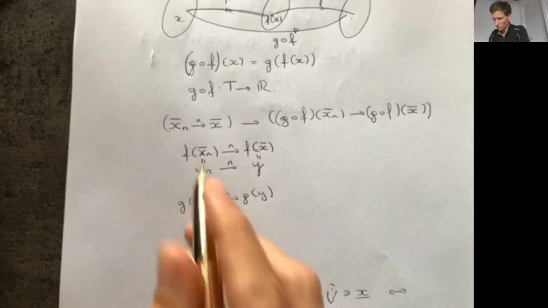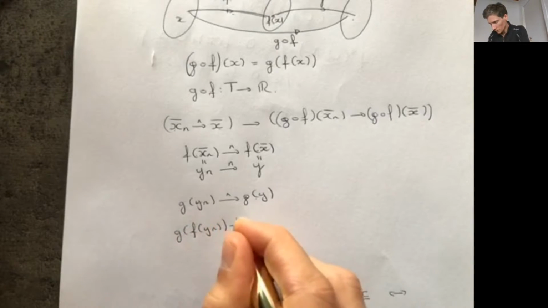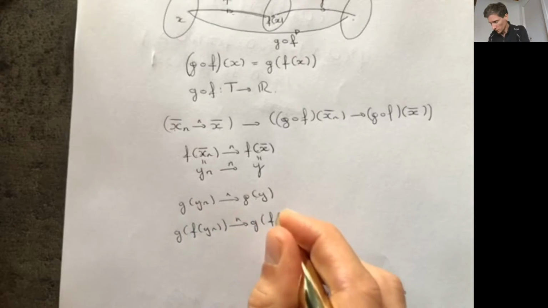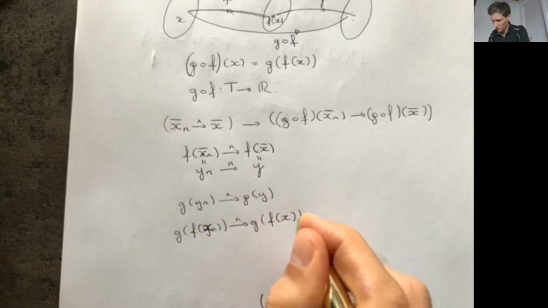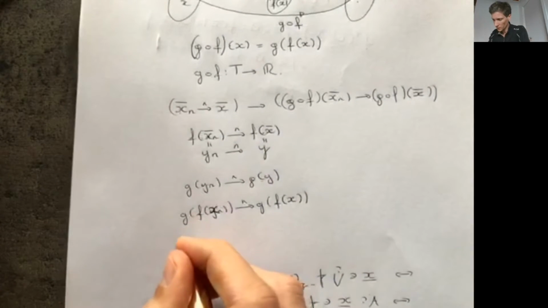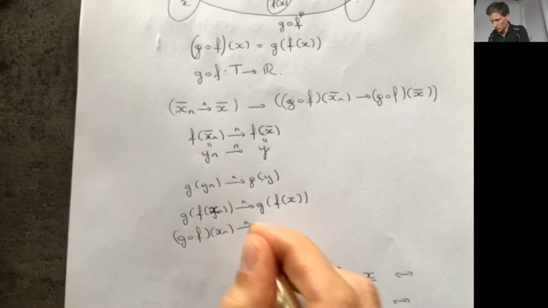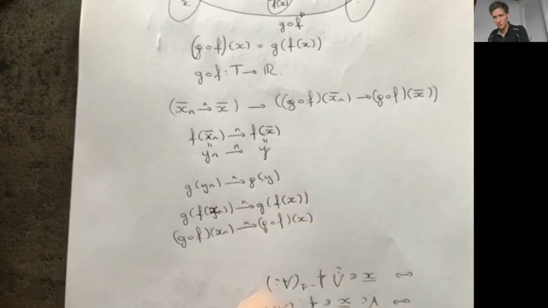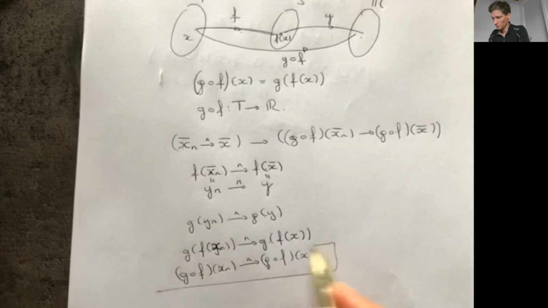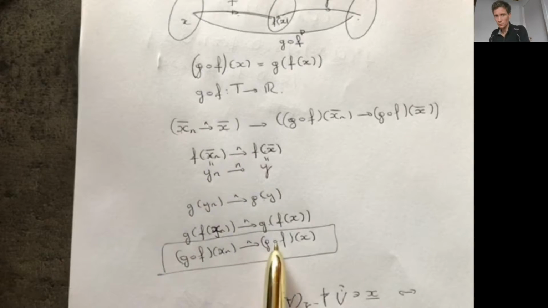However, y_n is nothing more than f of x_n, so we have g of f of x_n converges to g of f of x. Okay, this is simply by substitution, and g of f of x_n is g after f of x_n, and g of f of x is g after f of x. Okay, so in the end we have that if x_n converges to x, then g after f of x_n converges to g after f of x.